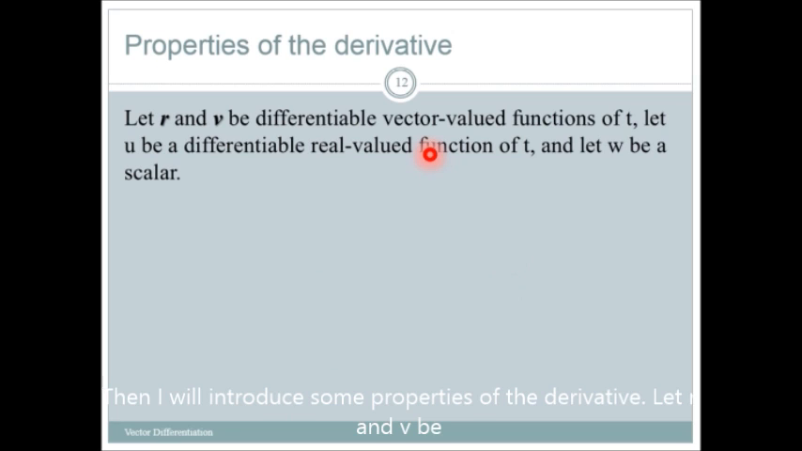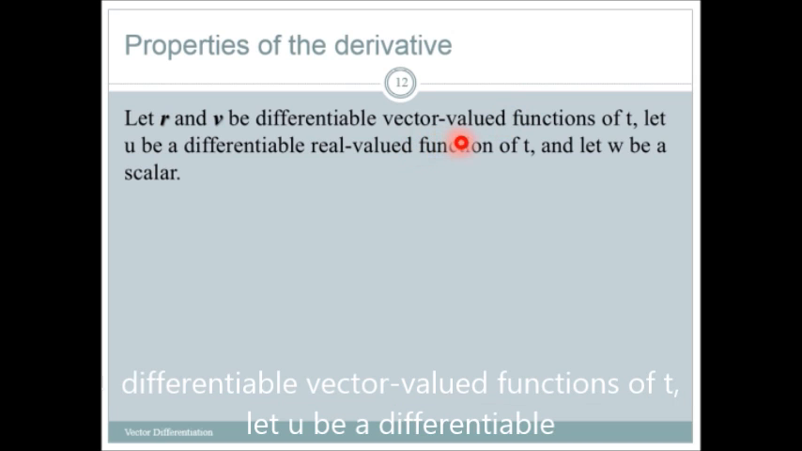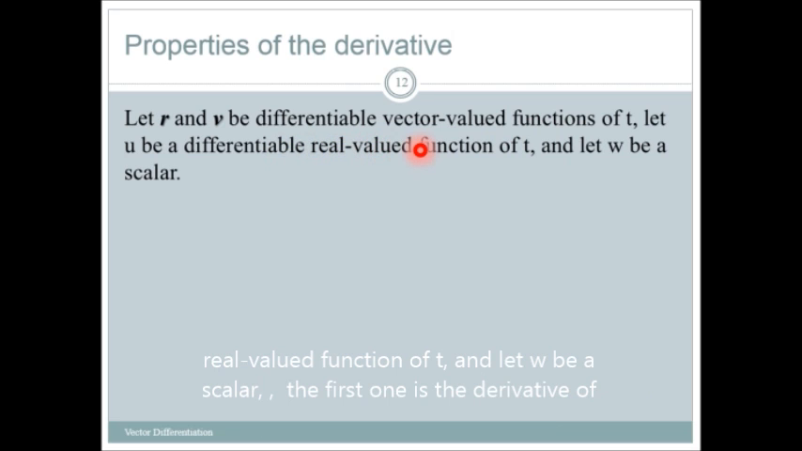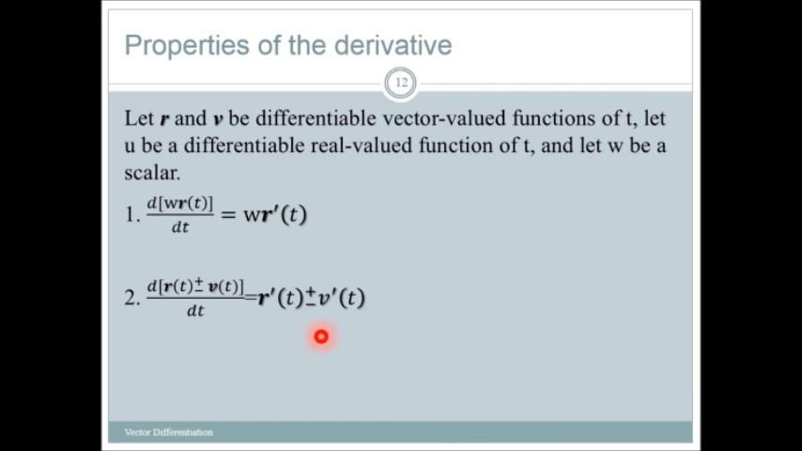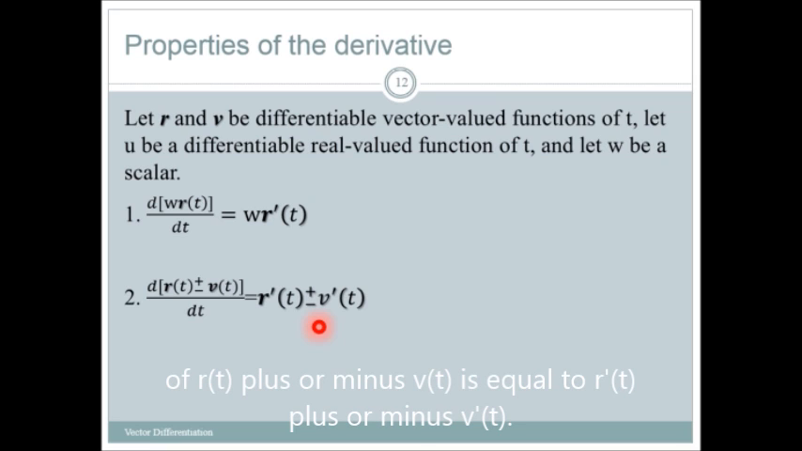Then I will introduce some properties of the derivative. Let r and v be differentiable vector-valued functions of t. Let u be a differentiable real-valued function of t. And let w be a scalar. The first one is the derivative of w r(t) is equal to w multiplied by the derivative of r(t). The second one is the derivative of r(t) plus or minus v(t) is equal to the derivative of r(t) plus or minus the derivative of v(t).